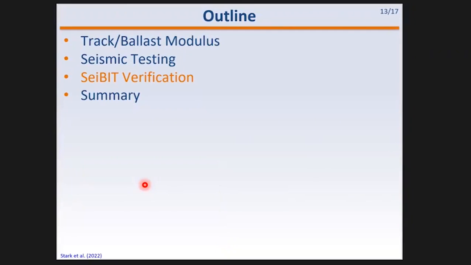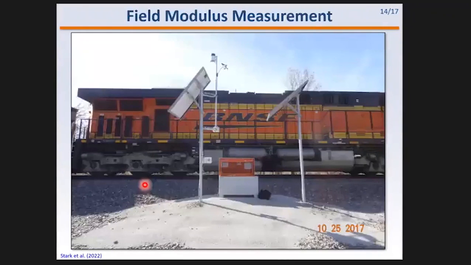So now the question is, what do we do with the data, and how do we take this shear wave velocity profile and convert it into a useful modulus value for track assessment? And so that's the main part of my presentation, SciBit verification. So this is one of the long-term instrumentation sites. There's our instrumentation box, some solar panels to run it, a rain gauge, and some other equipment.